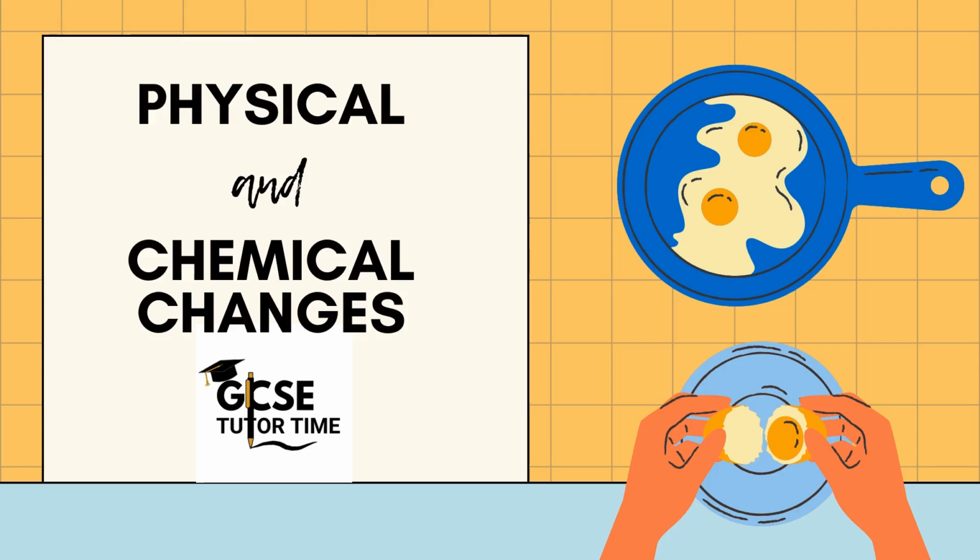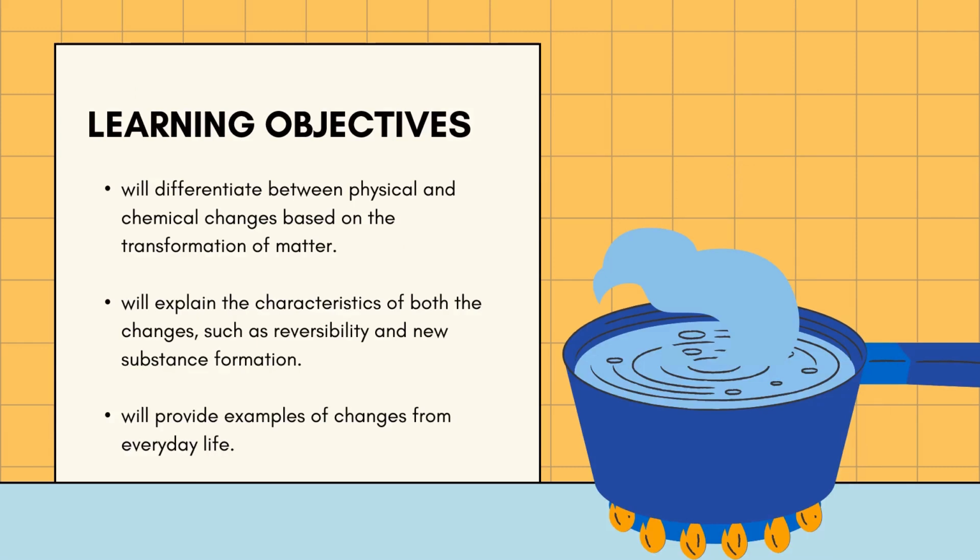Hello guys, and today's topic is physical and chemical changes. Learning objectives. We will differentiate between physical and chemical changes based on the transformation of matter. We'll explain the characteristics of both the changes, such as reversibility and new substance formation. We'll provide examples of changes from everyday life.